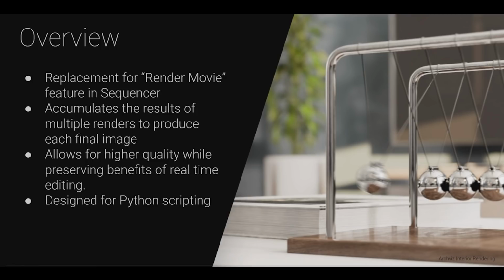So if you haven't seen the movie render queue feature before, it's designed to be a replacement for the current render movie feature in Sequencer, which is unfortunately a little bit similarly named, but the new one is now the movie render queue. The big difference between the old one and the new one is that the movie render queue can actually accumulate the results of multiple renders to produce a final image.